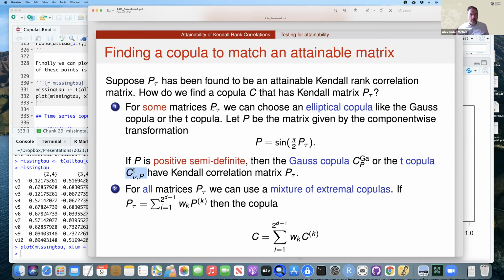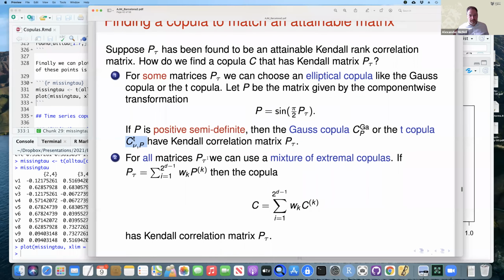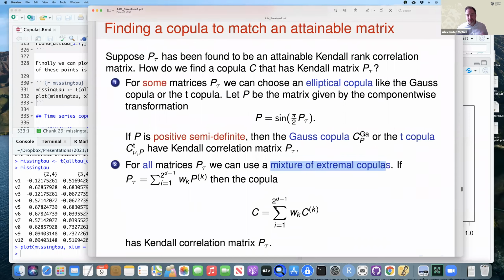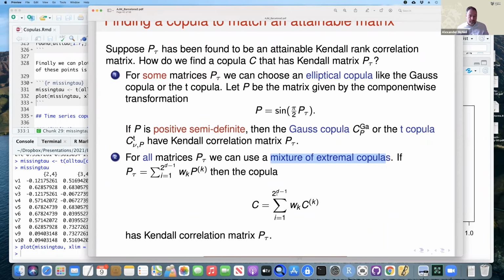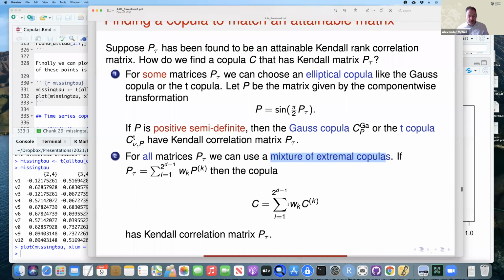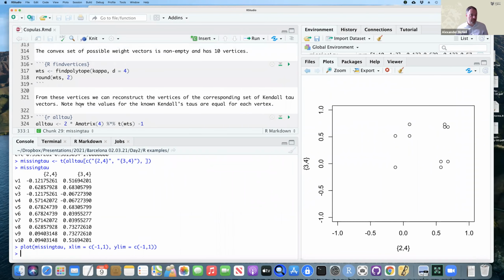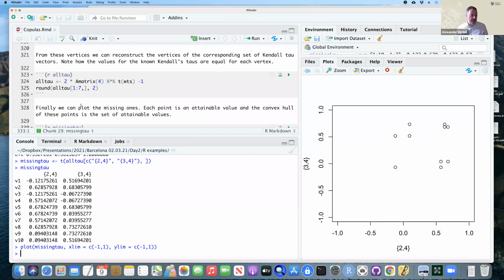But it only works for some matrices, unless you do it approximately. But for all matrices P tau, you can take a mixture of the extremal copulas. In D dimensions, there are 2 to the D minus 1 extremal copulas. So I can take a weighted sum of those ones, and that's what I did. So in the R code, that's basically what I was doing. Where was I doing it?